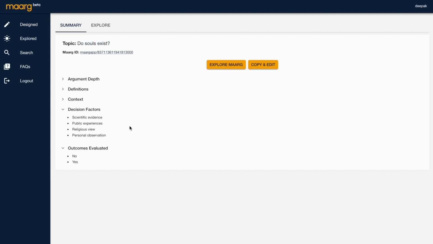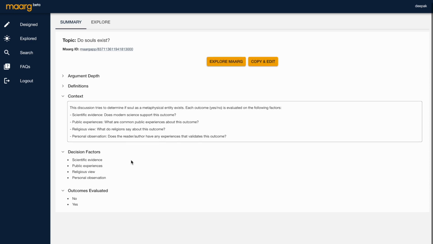Now, there are two possible answers to that question, yes or no. So in a traditional debate format, we will be trying to compare these two outcomes based on certain factors. The author of this Maarg, which is the Maarg app, has tried to explain the meaning of each of these factors. And as we can see here, the context tries to explain each of these factors in detail. So how do we compare?